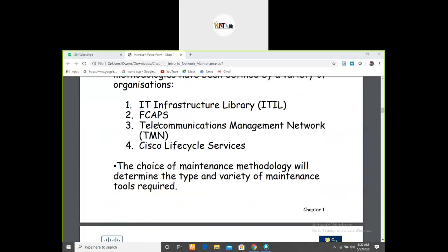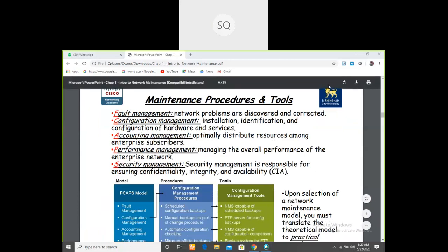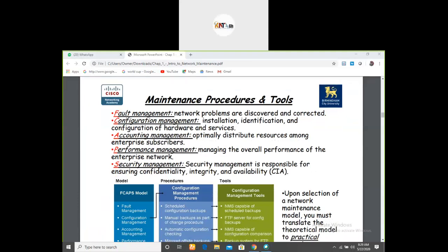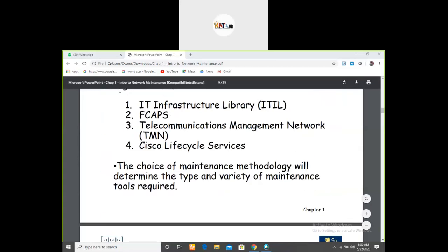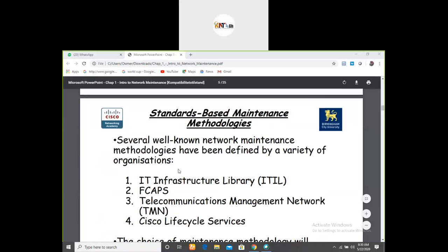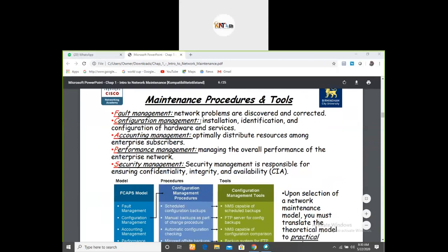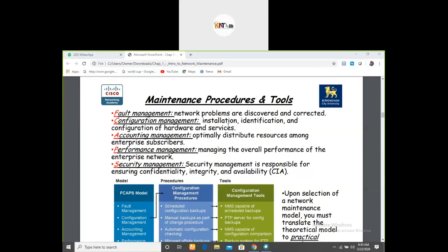And then we have what we call FCAPS. FCAPS stands for fault management, configuration management, accounting management, performance management, and security management. FCAPS, FCAPS. So that's the meaning. This is a methodology. So the IT Infrastructure Library is what I've talked about. FCAPS is also another maintenance methodology. For fault management, network problems are discovered and corrected. For configuration management, there is installation, identification, and configuration of hardware and services.